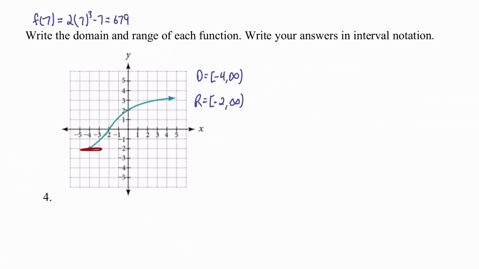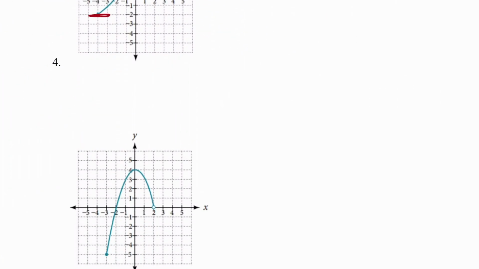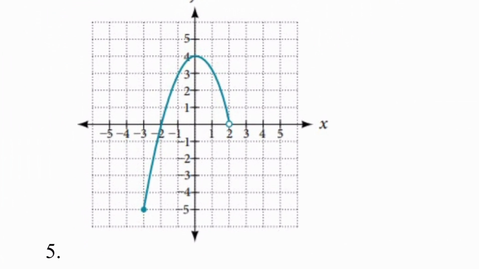Okay. Is there another one here? No, there's one more here. Okay. So next one. Now, maybe this one's a little bit harder, perhaps. So remember, with domain, I'm looking at the x-coordinate. With range, I'm looking at the y-coordinate. Okay, so think about the x-coordinate first.